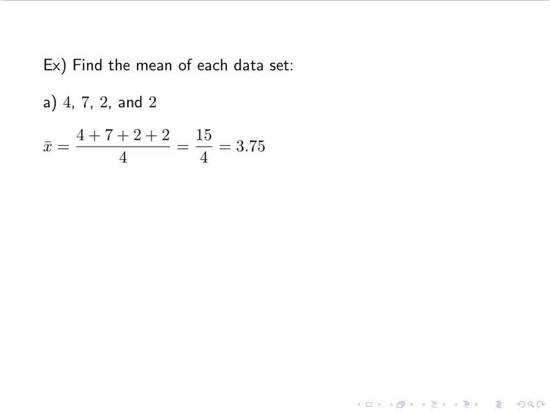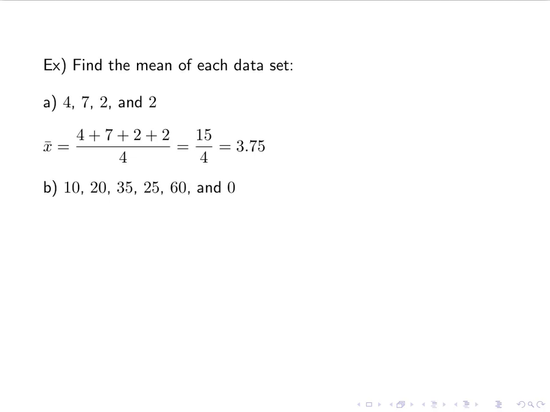And you always want to check, does that make sense? Again, it's a measure of center, a measure of the middle. So does it make sense that 3.75 could represent the middle of these values? And yeah, we've got 2 values that are below it and 2 values that are above it. So hopefully that seems reasonable.